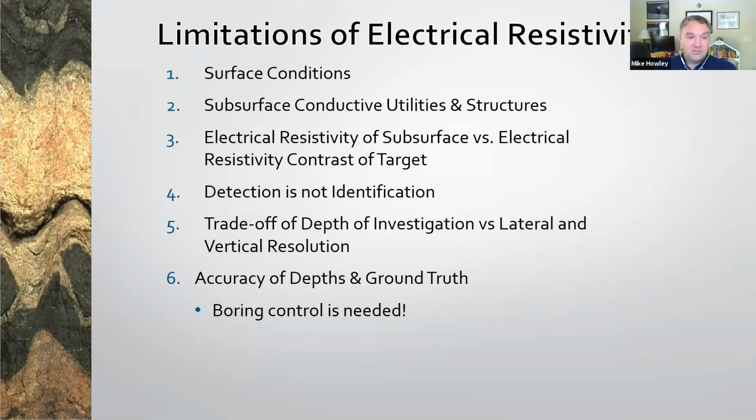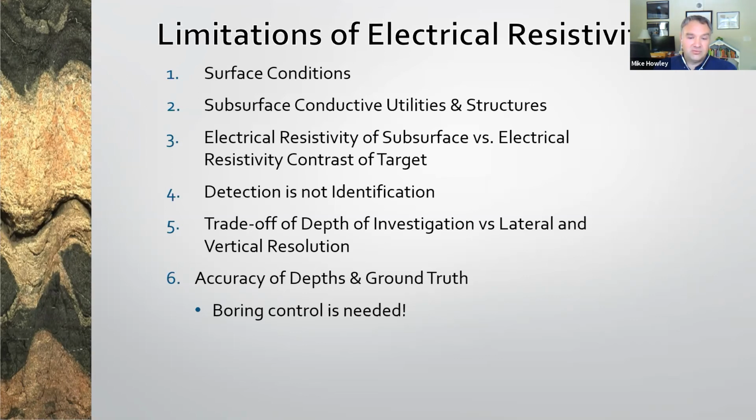Number 3, the resistivity of the subsurface and the electrical resistivity contrast of the target. A strong enough resistivity contrast between the target and surrounding materials is needed to resolve the target. For example, a granite boulder in a till matrix is not a large enough contrast to be detected, usually. Number 4, detection is not identification. As with most geophysical methods, this is detection of an anomaly. It is not identification of what that anomaly is.